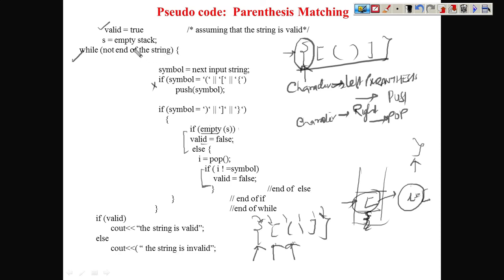When you come out of this loop, that means you have already read all the characters. Then you just write that the string is valid, otherwise you write that the string is not valid. So this is how you can use this algorithm for parenthesis matching. Let's talk about some more applications of stacks.